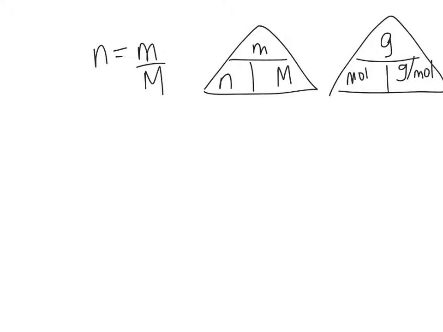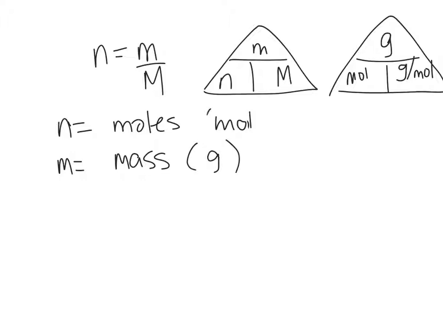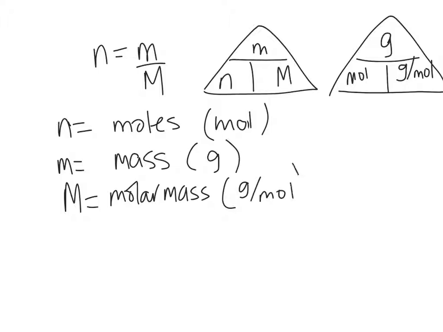Same thing is key in these questions. You need to pay attention to the unit as well as the number, and that will help you identify which of these letters your values represent. So, n is still the number of moles, and the units are mol. m is mass, and the units are in grams. And big M, molar mass, units are grams per mole.